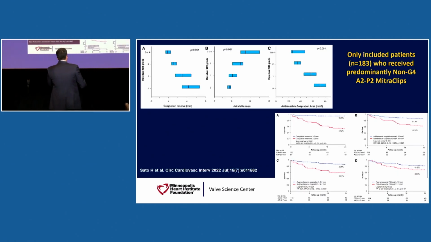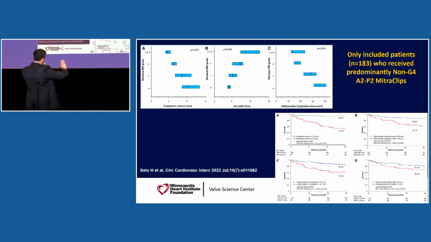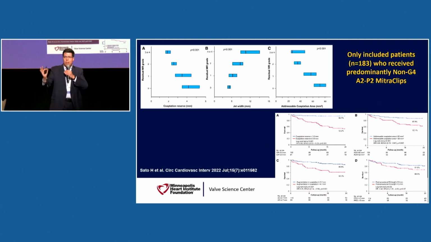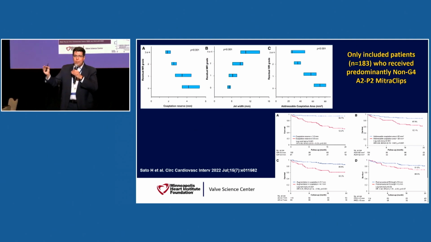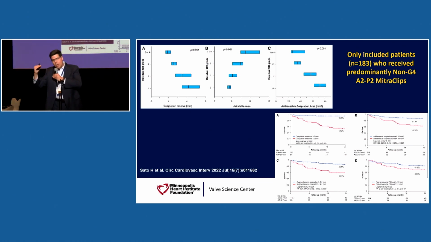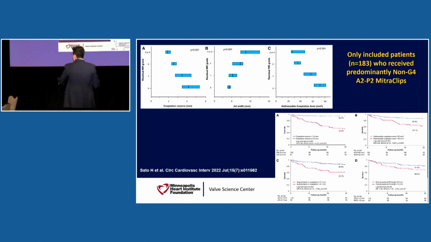So in this case series that we did, and of course to study this you have to be pretty consistent, so we excluded multiple clips. We just went with the A2P2, so 180 patients, and you can see on the top graph there that the greater that coaptation reserve, the lower the residual MR, the greater the procedural results, and obviously the patient outcomes. So can we measure, can we predict that?